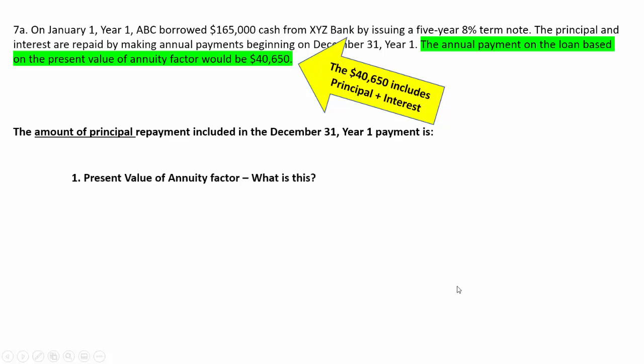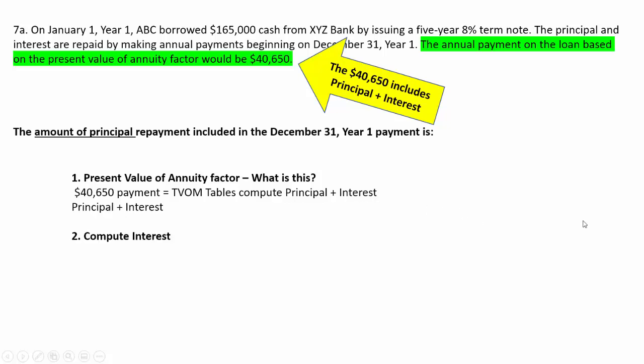So let's do that. The present value of annuity factor, again, I'm going to repeat this because it's worth repeating: that $40,650 payment from this time value of money table is going to have principal and interest involved in it. So we're going to break out the principal and break out the interest. We compute the interest as follows. The loan was $165,000 times 8% interest, and notice this was for the full year, so we get a full year's worth of interest.